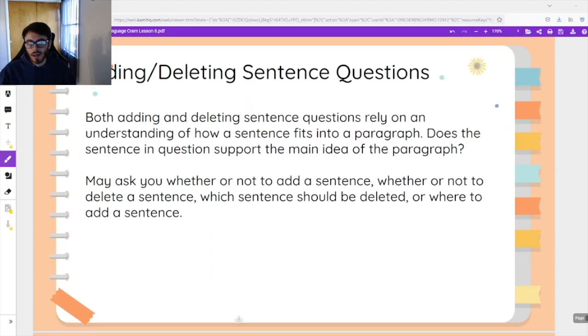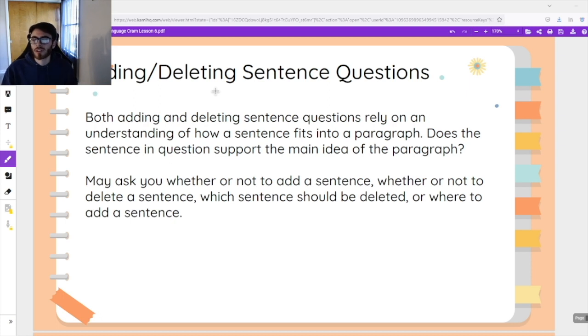Let's talk now about adding or deleting sentence questions. They're kind of two different question types, but they're very similar, so I grouped them together here. It's never going to ask you to do both, right? There's adding sentence questions and deleting sentence questions.